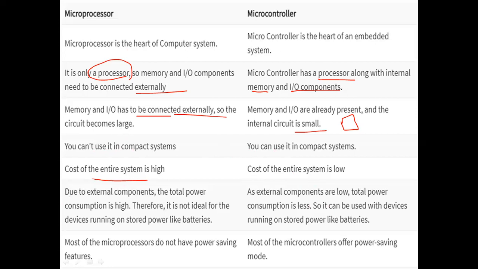Due to the external components, the total power consumption of a microprocessor system is high. Therefore, it is not ideal for devices running on stored power like batteries. In a microcontroller, external components are few and the total power consumption is less, so it can be used with devices running on stored power like batteries. Most microprocessors do not have power saving features, but most microcontrollers offer a power saving mode.